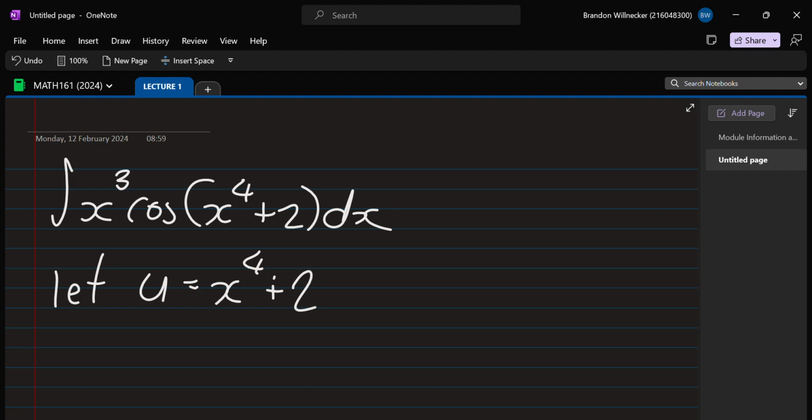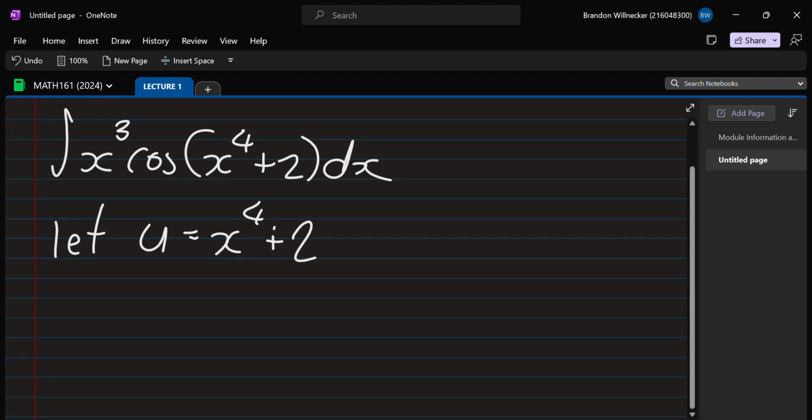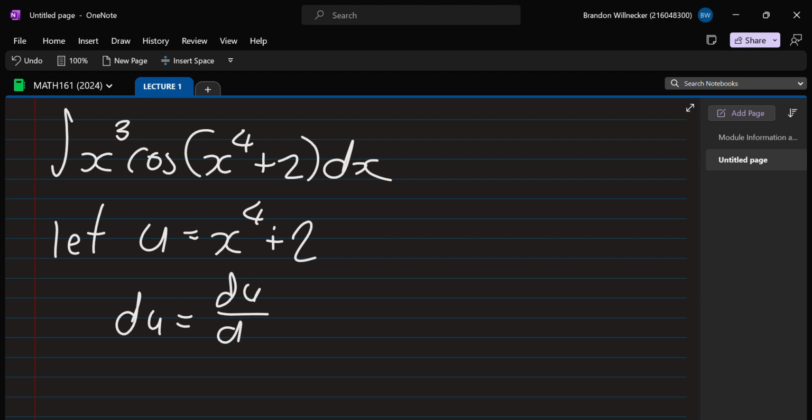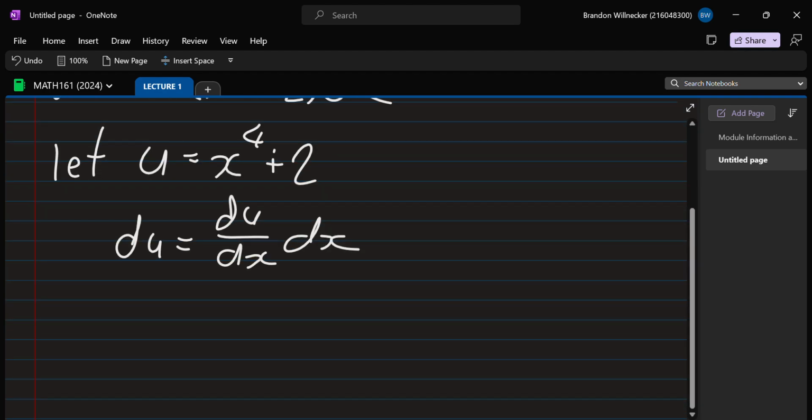Now dx, we need to replace with du, which means we need to find du. So u equals x to the 4 plus 2, we need du. Now I'm going to write this out fully again. For tests and stuff, you don't need to write it out like this. If you just want to write du equals 4x cubed dx, that's fine. If you want to write it out step by step, that's fine as well. So du, that's going to be du by dx dx. Again, please write that out the first few times. Afterwards, you don't really need to write that.